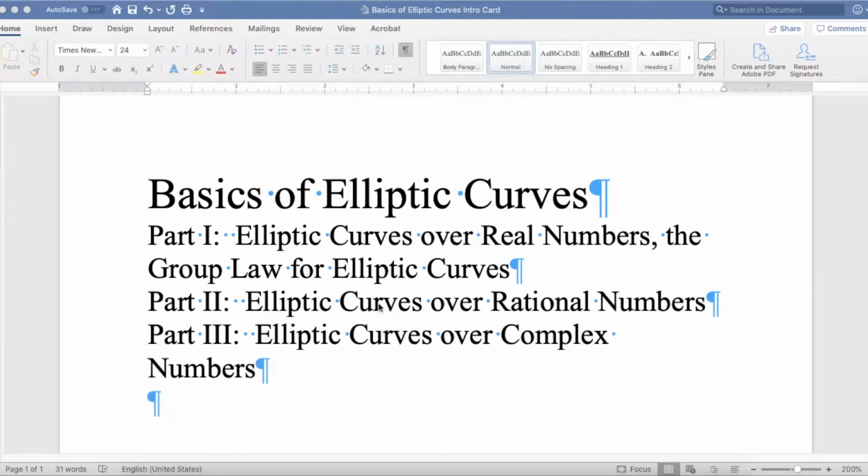Okay, that is the end of part 2, elliptic curves over rational numbers and the group law with rational numbers. So part 3 is elliptic curves over complex numbers, and then we will move on to modular forms.